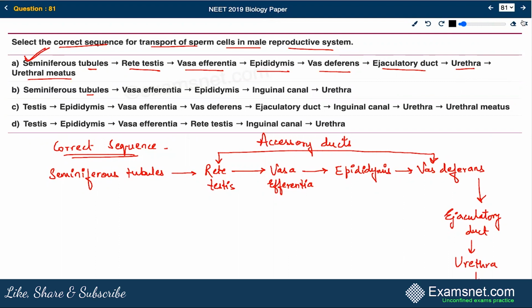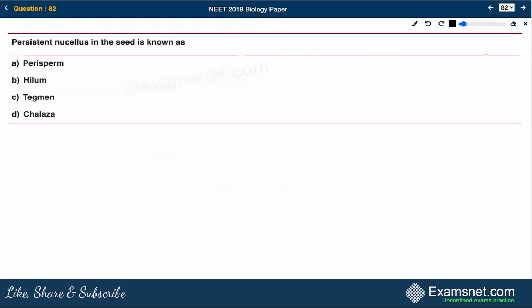All right. Now, the next question is question number 82. Question number 82 says that persistent nucellus in the seed is known as. Now, this is a direct question that has been asked, all right? And this is a question from your sexual reproduction in flowering plants, basically. So we know that persistent nucellus is basically considered to be perisperm, all right?